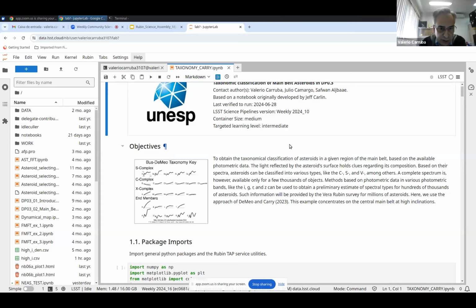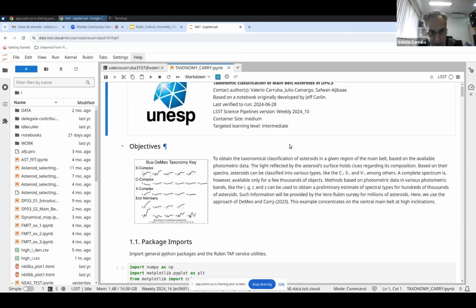So why do we care about this taxonomic classification? Because it's the only way we can have information about the composition of asteroids which are not visited by space probes. And because this may give you a key about the formation mechanism of the solar system.